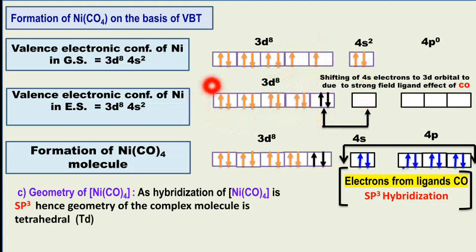Now you can see that the 3d orbital is completely filled by the electrons, and there is now availability of 4 empty orbitals. So initially the 4s electrons are present here, but now the 4s electrons are shifted to the 3d orbital, and the unpaired electrons are now paired up because of the strong field ligand effect of the carbonyl ligand, which is a very strong ligand according to the spectrochemical series. Now this point we will see in the next video, that is what is a strong field ligand and why the ligand is a strong field ligand.